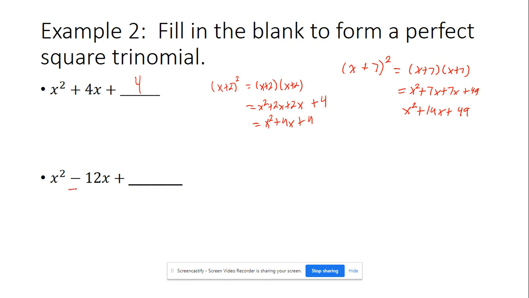So what we're looking at is negative 12. Half of negative 12 is negative 6. Negative 6 squared equals 36. So we're going to put in a 36 in here to make this guy a perfect square trinomial.